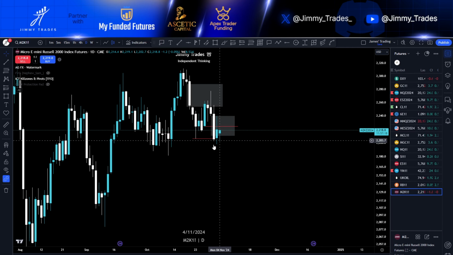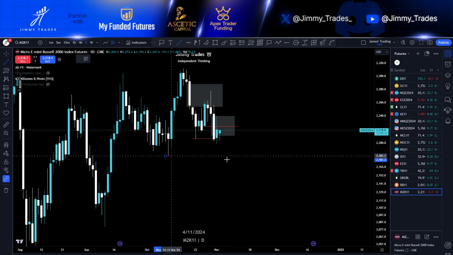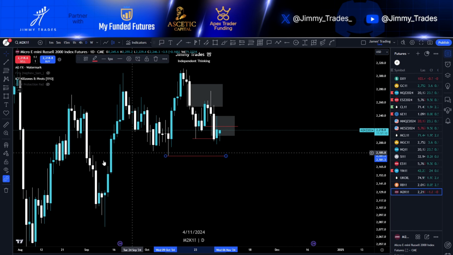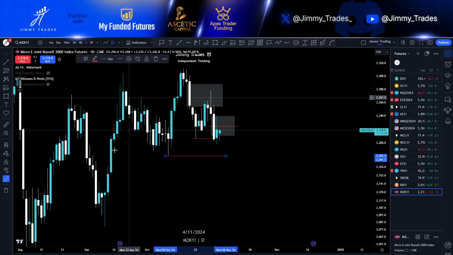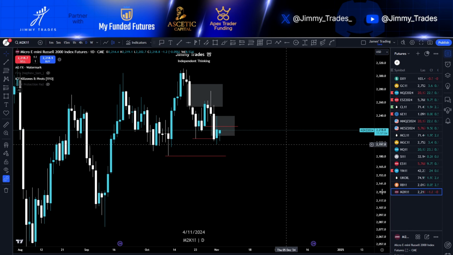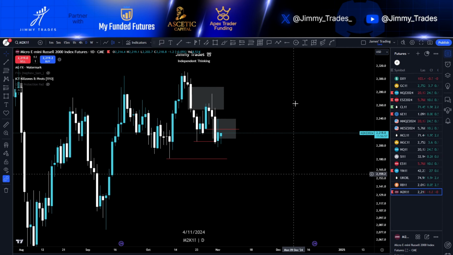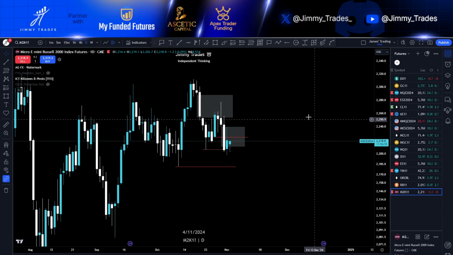So I'll be looking for price to come lower and targeting this region here, aligned with this bullish FVG, which is in a discount of this dealing range. And keeping in mind anything could happen with price with the election this week.